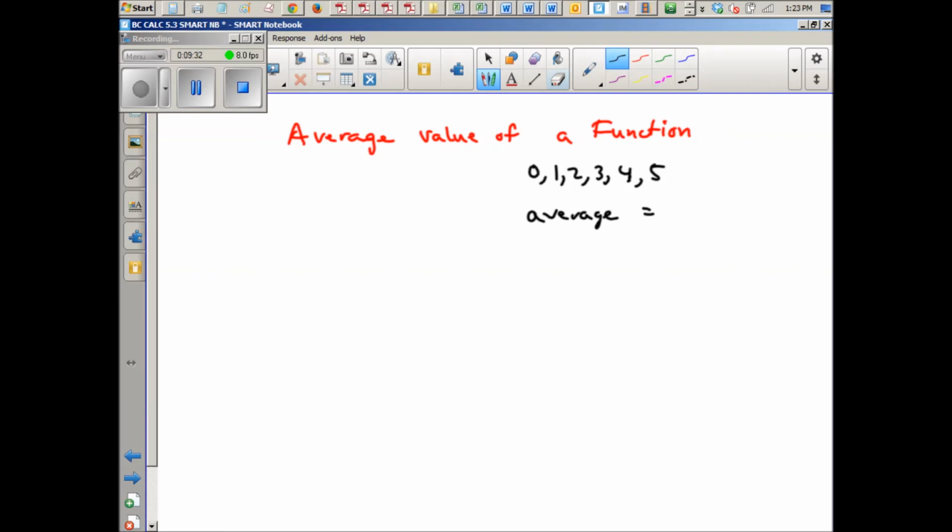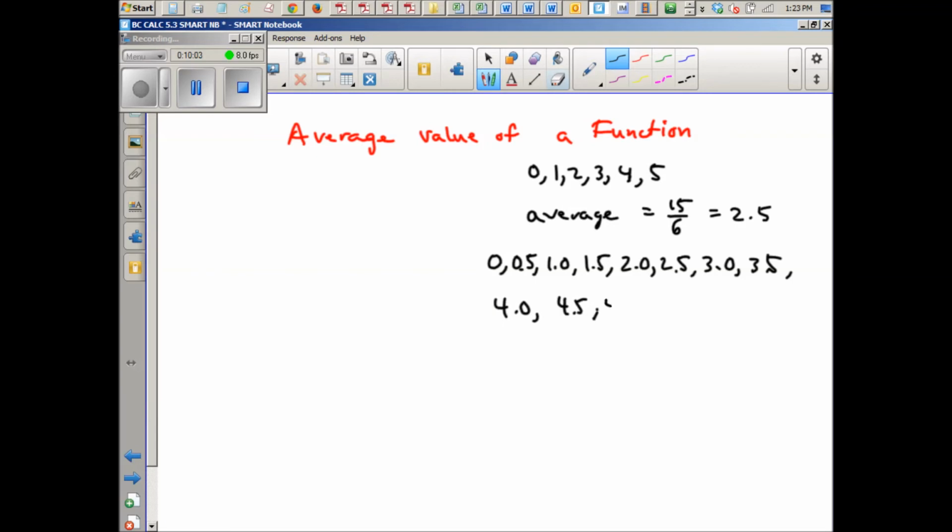I just want you to average these numbers together. What's 0 plus 1 plus 2 plus 3 plus 4 plus 5? 15. And there are 6 numbers here, right? So this actually comes out to 2.5. Right? What if I asked you to average 0, 0.5, 1.0, 1.5, 2.0, 2.5, 3.0, 3.5, 4.0, 4.5, and 5.0?